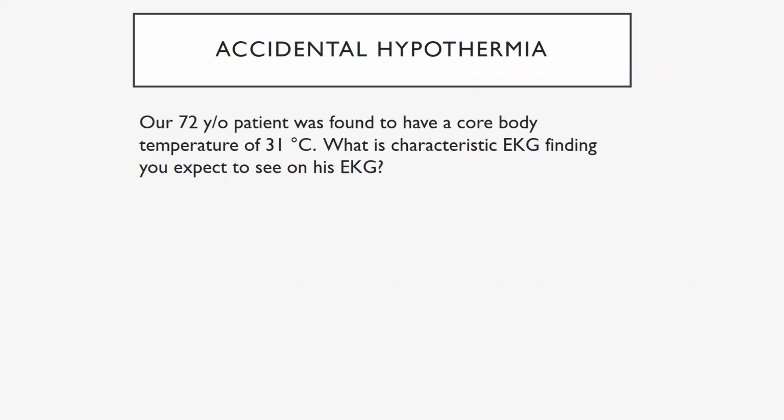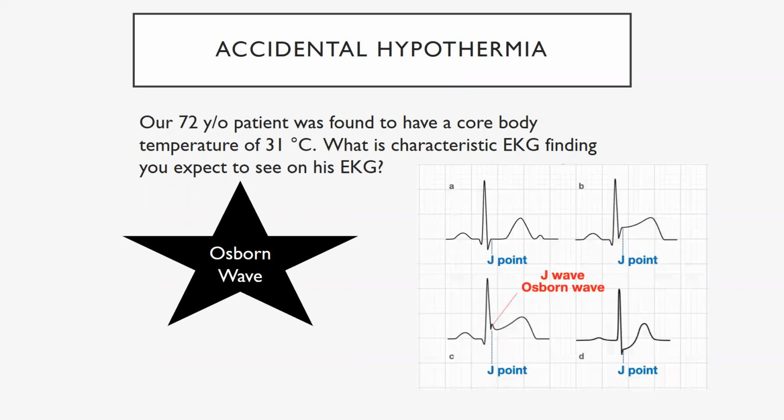Usually with rewarming it goes away, but at 31, mild to moderate, you sometimes still see the J waves. What's the other name? Osborn waves. Yep. So this is what they look like. Make sure you remember that J point and J waves are two different things. The J point is where your ST segment starts and your QRS ends. The J wave is that Osborn wave. It's that little blip that you see right after the end of the QRS.